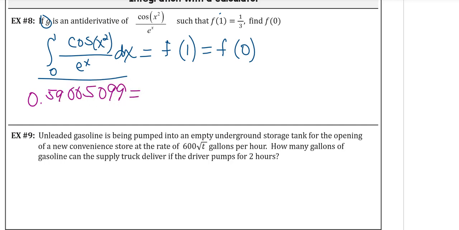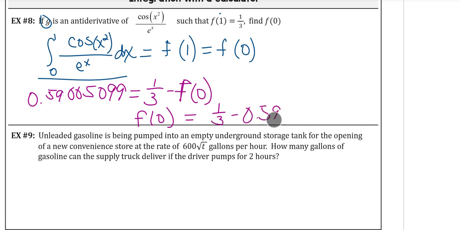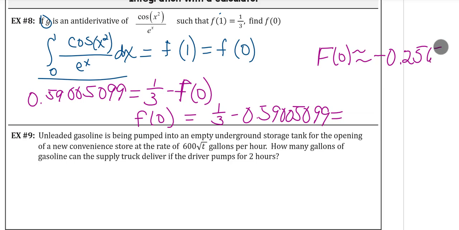0.59005099 has to equal our f of 1, which is 1/3, minus our f of 0. So just solving this for f of 0, we get that f of 0 is going to equal 1/3 minus 0.59005099. And putting that in a calculator, since we're using it, we can put that f of 0 is approximately equal to negative 0.2567. Okay?